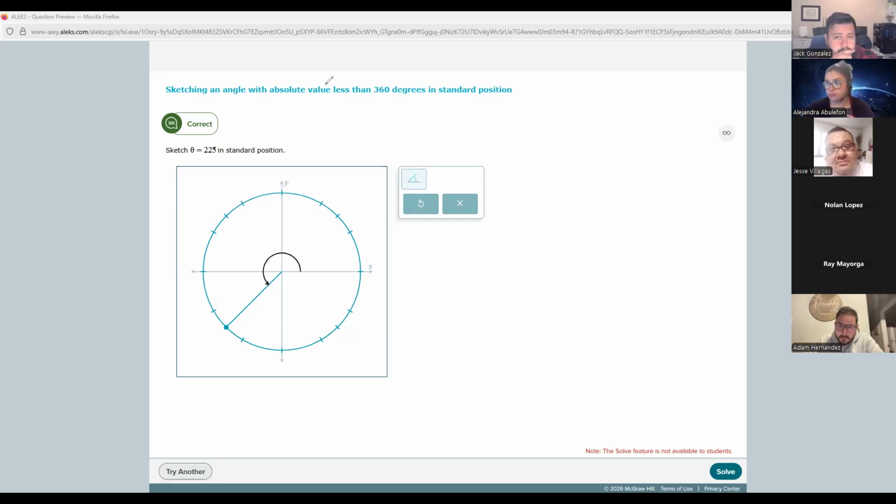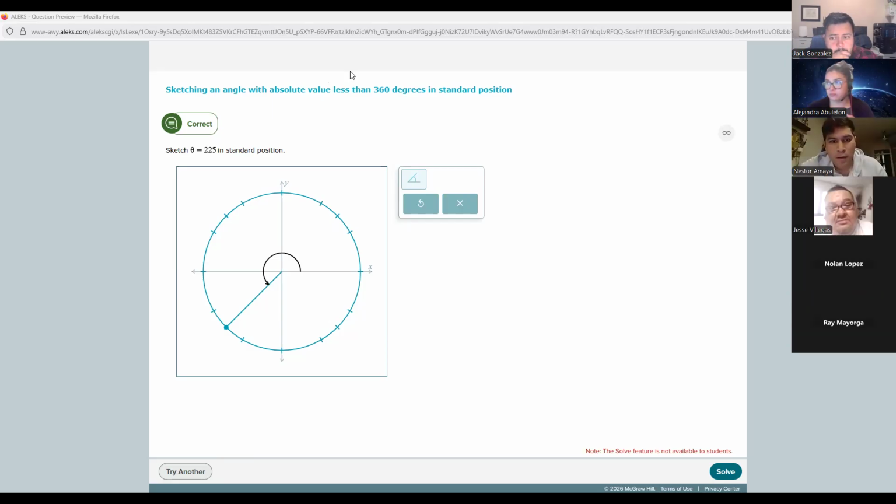Okay, moving on. Yeah, I actually do. What's up? So a positive angle would be going counterclockwise, and the negative angle would be clockwise. So if they would have said negative 225, you would be going all the way over here. So yes. Okay.